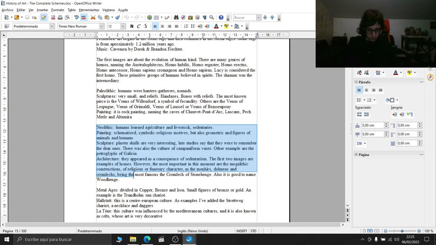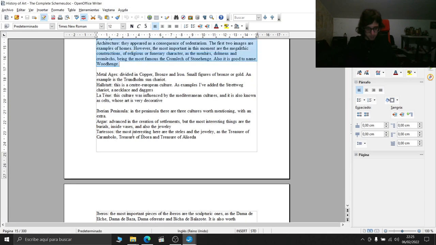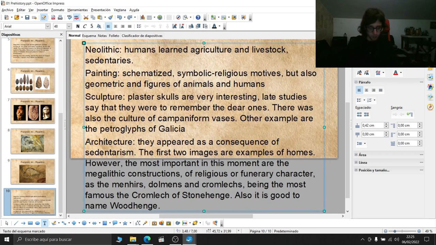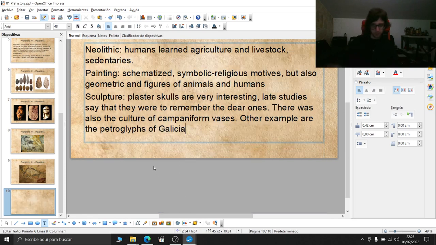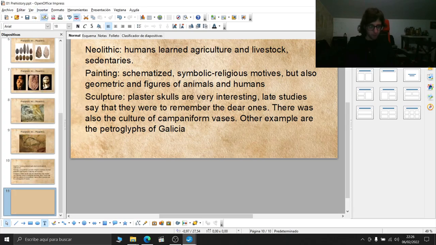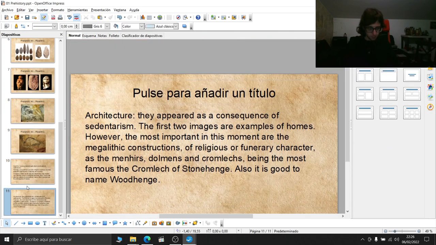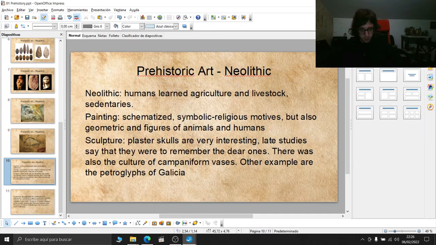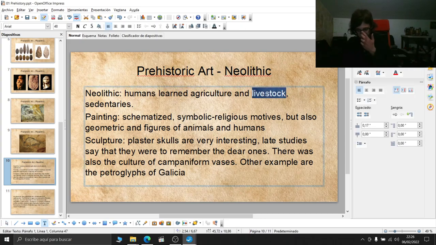Next one, Neolithic. This one must be divided in two. Prehistoric art, Neolithic. In the Neolithic, humans learned agriculture and lived... Yeah, this is the word I was thinking before, but I didn't remember. And livestock, sedentary, paintings, schematized symbolic religious motifs, but also geometric and figures of animals and humans.